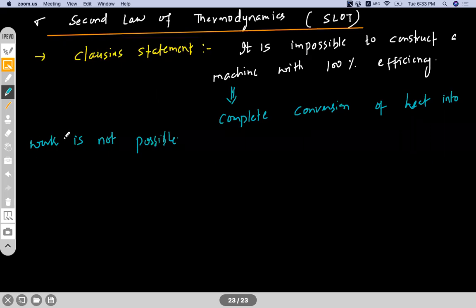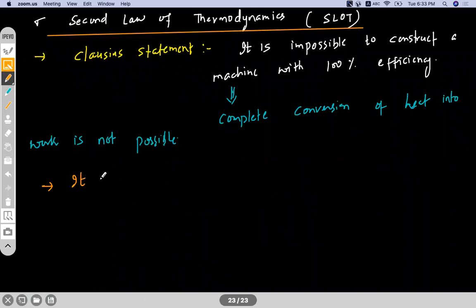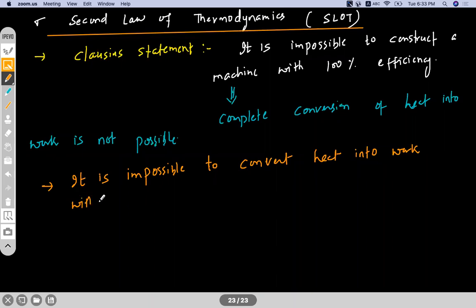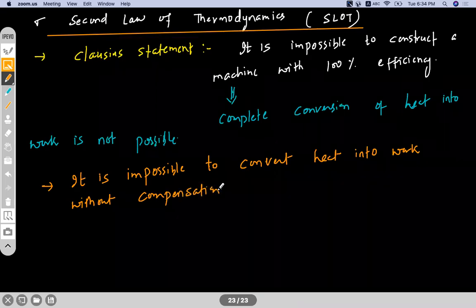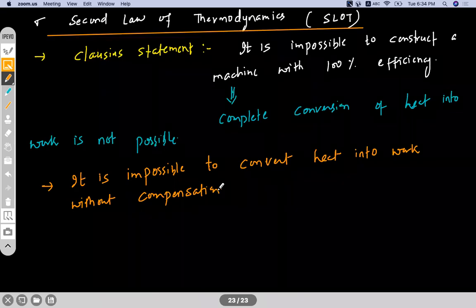Right, and on the basis of this statement only, we have another form of the second law of thermodynamics, and it says it is impossible to convert heat into work without compensation. Means you have to make some change in the system, then only it is possible. If you want to convert that heat into work, you have to do some compensation. Otherwise, complete conversion is not possible.